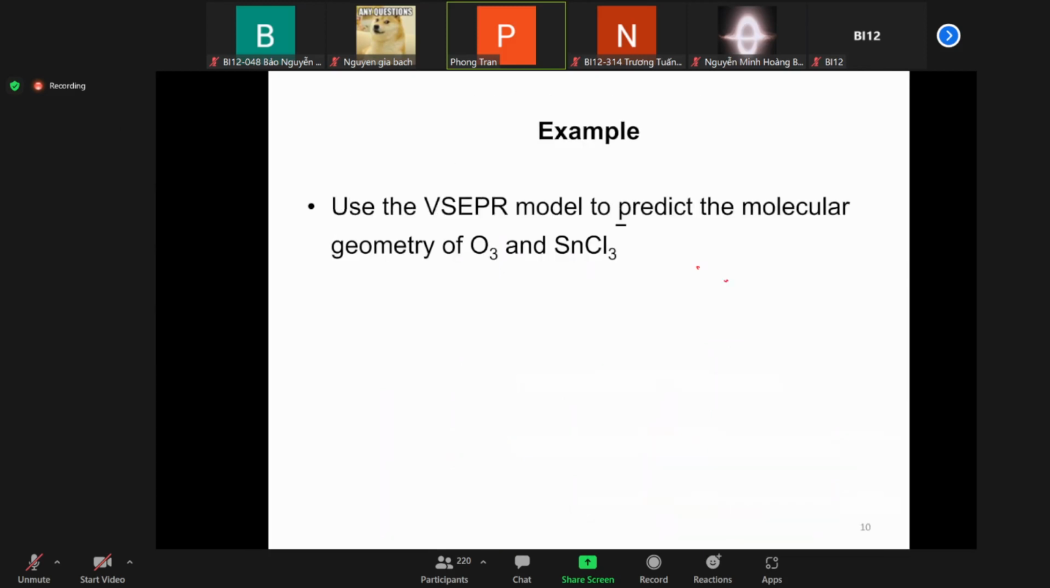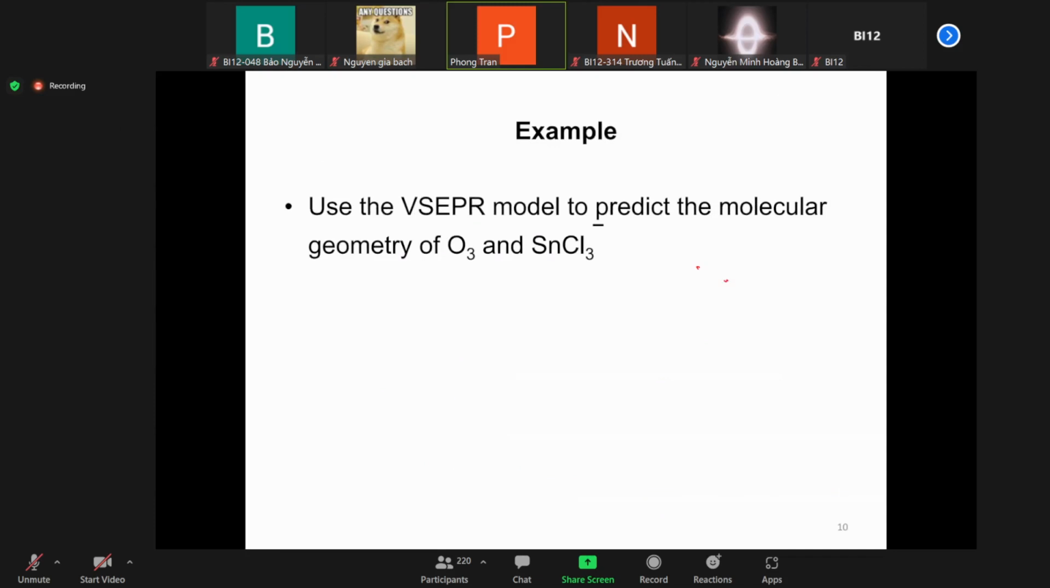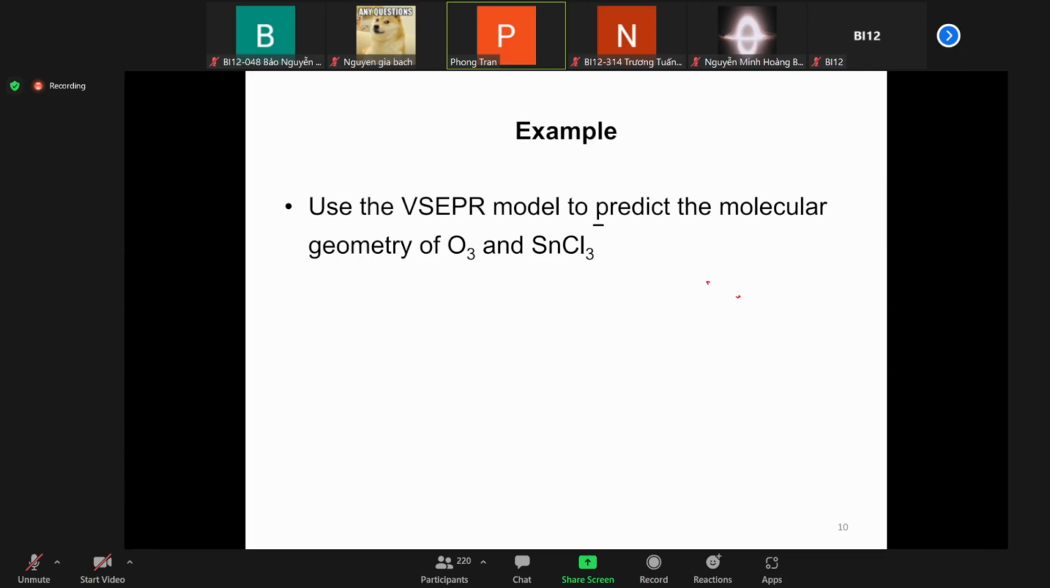Okay. So now, let's look at one example. Using the valence shell electron pair repulsion model, could you please predict the molecular geometry of O3 and SnCl3 minus? Could you please work on that? Maybe because O3 is quite familiar. Could you work on this molecule? SnCl3 minus. Can anyone predict the geometry of this compound, please?